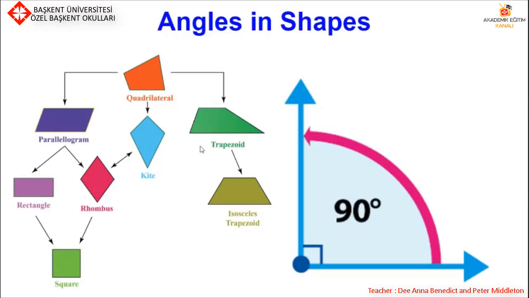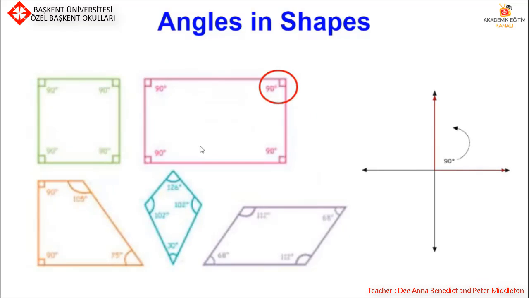Here we have many different shapes, and we have an example of an angle. This angle is 90 degrees. And here we have more examples of 90-degree angles. You can see on the rectangle, it has got 4 different 90-degree angles. 1, 2, 3, 4. Can you see the other shapes? How many 90-degree angles do they have? Are there other angles in these shapes?